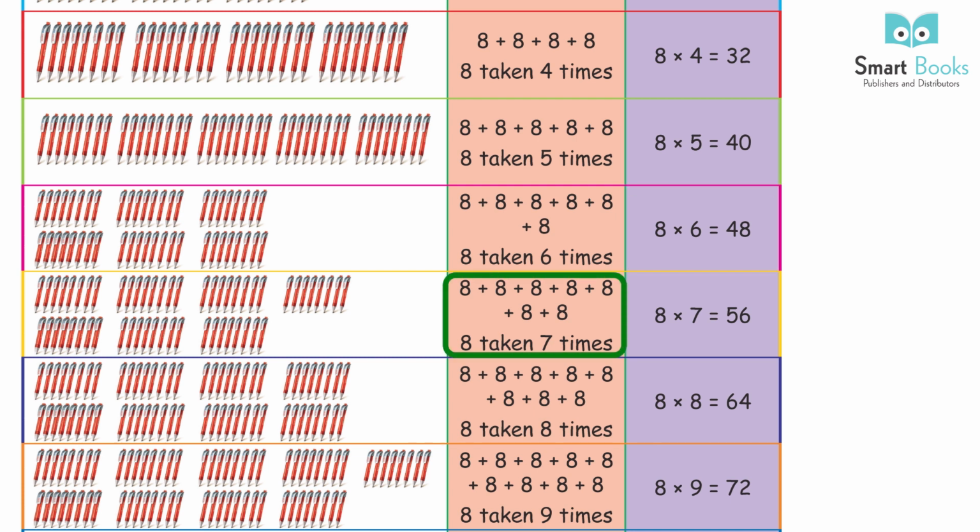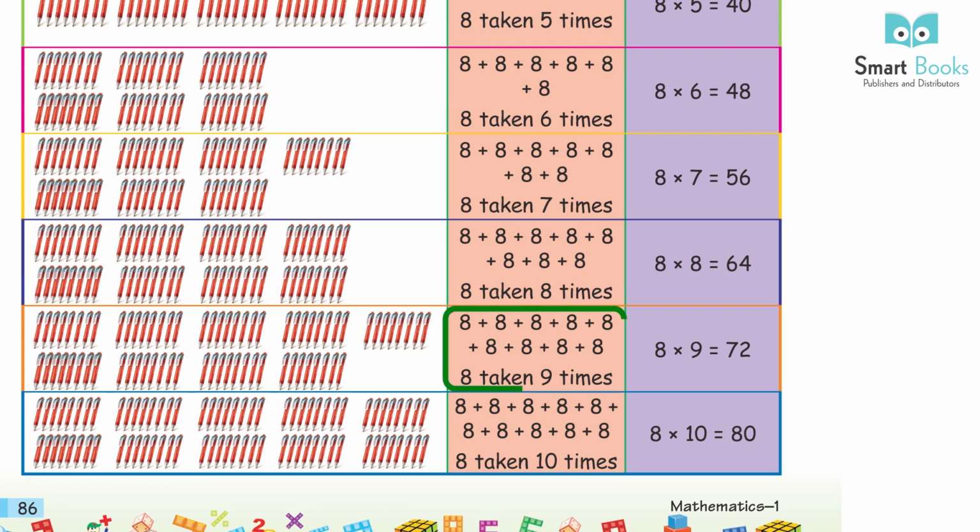8 taken 7 times, 8 into 7 is equal to 56. 8 taken 8 times, 8 into 8 is equal to 64. 8 taken 9 times, 8 into 9 is equal to 72. 8 taken 10 times, 8 into 10 is equal to 80.